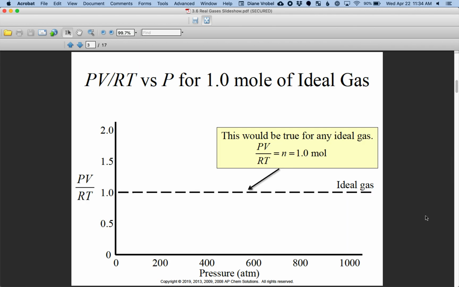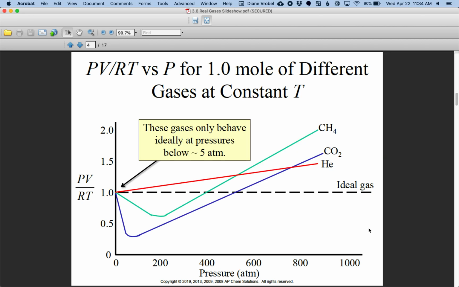So here's a plot of pressure times volume over the ideal gas law constant times temperature. And they're just showing you that if you have an ideal gas, and notice that it's equal to 1 mole, it doesn't matter what kind of gas it is, it should follow that dotted line. But what we actually see is the opposite. So if we have an ideal gas, but now we're putting it under pressure and it's greater than 5 atmospheres, all of these lines deviate from the ideal gas line. So we find that no longer can we predict the behavior when pressure is higher than 5 atmospheres.